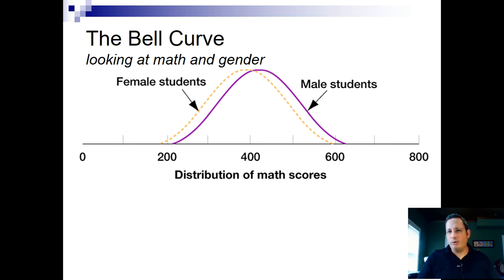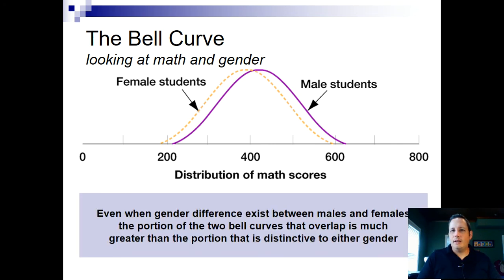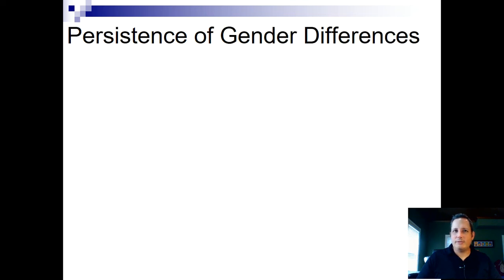But look at the overlap there, to the point where I would never want to be a betting person trying to say who was more mathematic and likely to succeed. Okay, so even when there are these sorts of differences, they overlap so much that it's almost not worth trying to point out that difference.